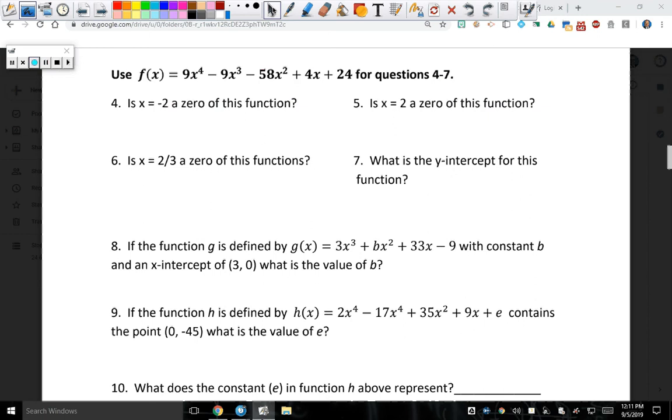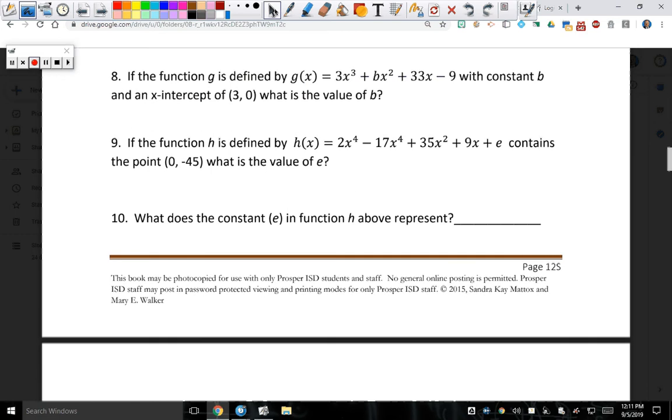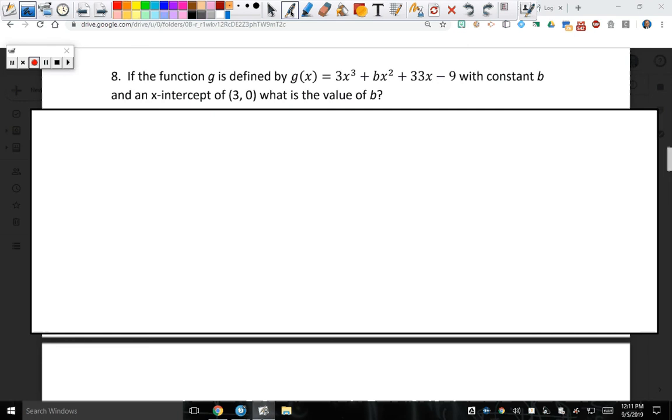Questions. So, for instance, here's the example right here with b. This is why I want you to learn synthetic division. Let's do, and this will be our last one, then we'll move on to the other sections for today. Let's do number 8. It says g is defined by all of this, and it wants to know what is the value of b if this is an x-intercept.